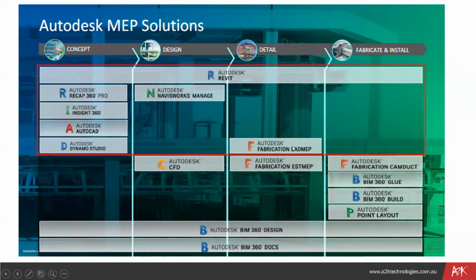So for those of you that didn't know that, be aware that CAD MEP is not being developed any further. If you have a look at some of the literature out there recently from Autodesk, and some of these similar diagrams that I've got in front of you, CAD MEP is not mentioned in the roadmap. It's Revit, and then it's EstMEP, and it's CamDuct. So that's a good indication that if you're not already looking at fabrication parts in Revit, you probably want to start looking at it, because that is the roadmap. That is where Autodesk is pushing it. That's where they're investing the work.